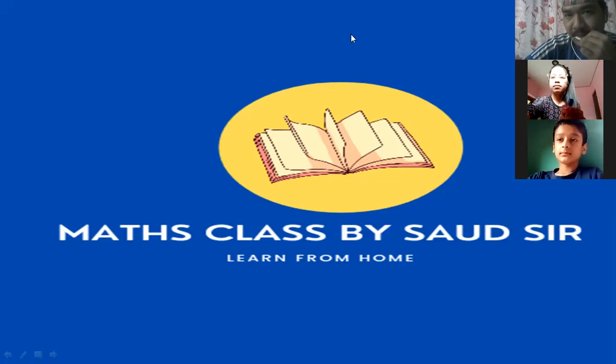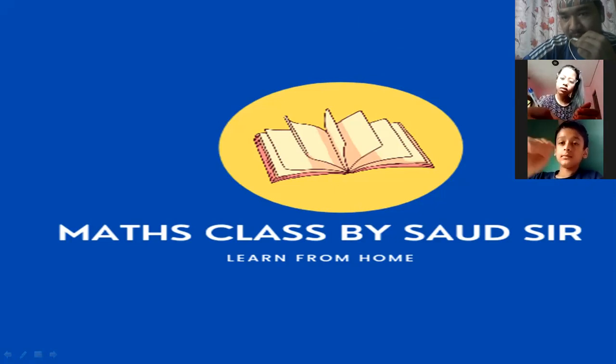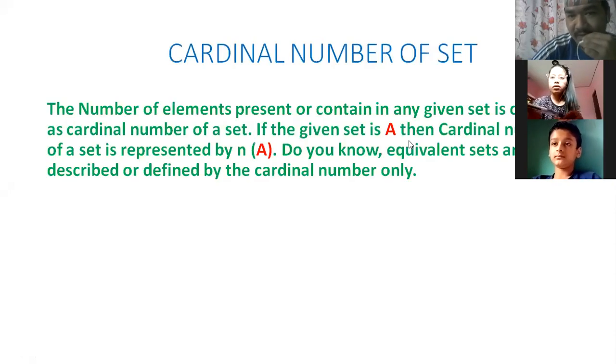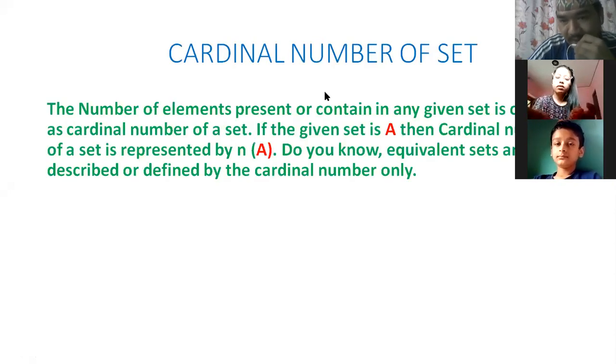As I told you just now, I want to repeat it. Cardinal number of set means the number of elements present in a set. Okay, children? Number of elements present in a set is known as the cardinal number of set. And look here, I am going to show you the definition also. Aditya, can you read it? The number of elements present or contained in any given set is called the cardinal number of set. If the given set is A, then the cardinal number of the set is represented by n(A). Keep caps lock on here.